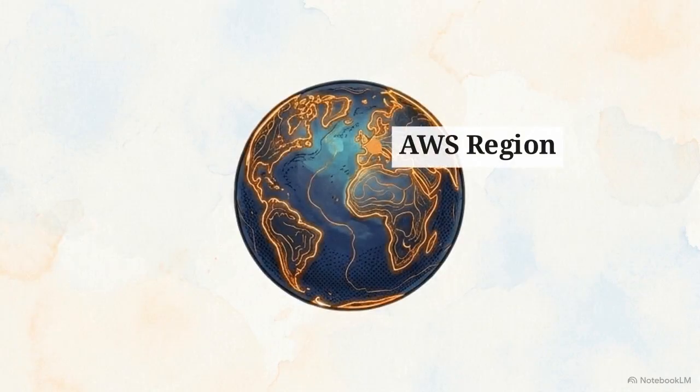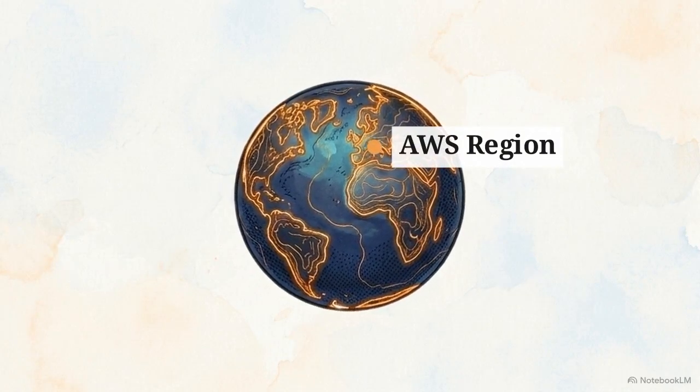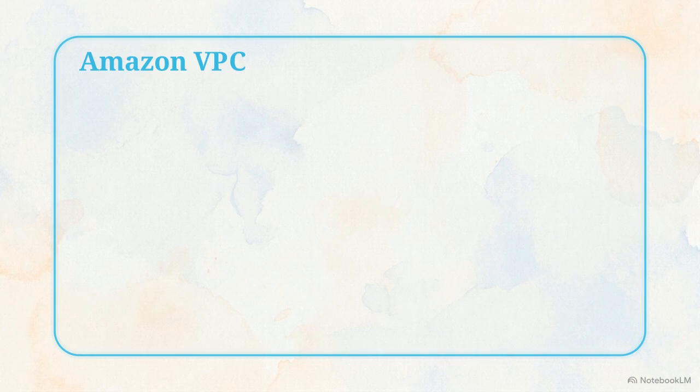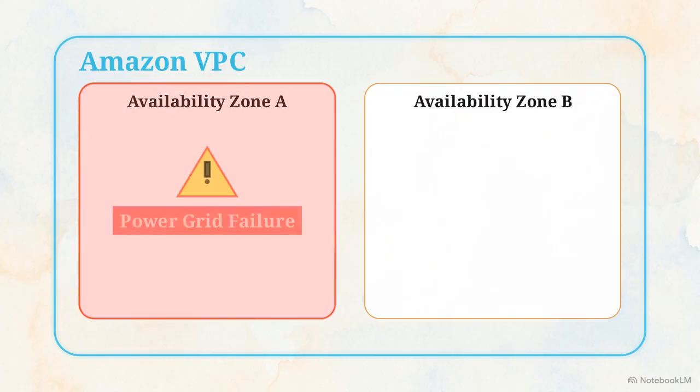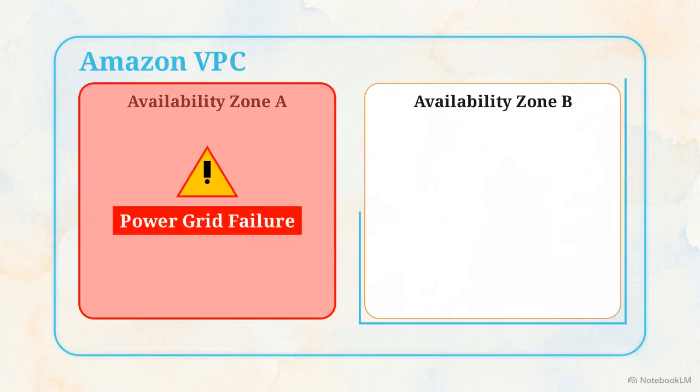AWS clusters data centers into geographic locations called AWS regions. An Amazon VPC is a regional resource. It cannot span multiple regions. Within that region, AWS builds availability zones, isolated, physically distinct data center clusters located miles apart. AWS separates these zones physically to ensure that a localized disaster, like a flood or a massive power grid failure, hitting one availability zone leaves the others operating normally.